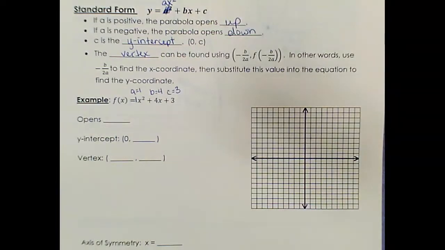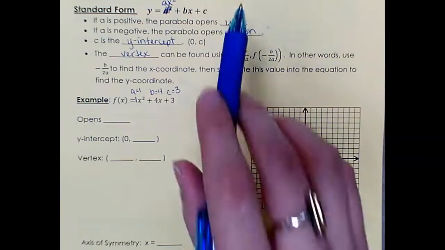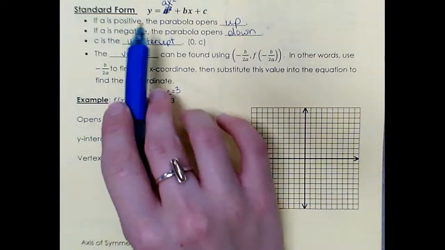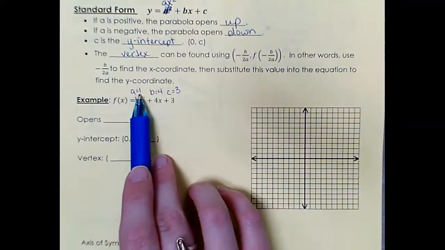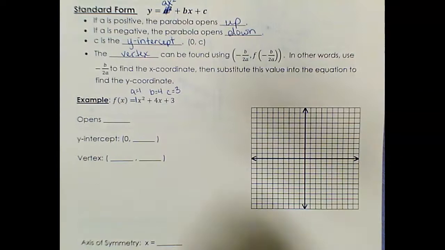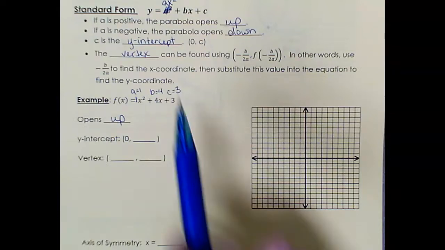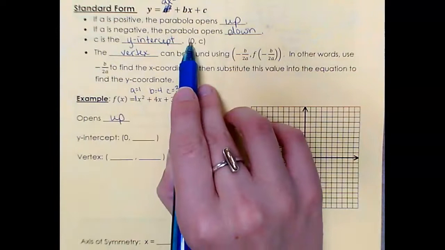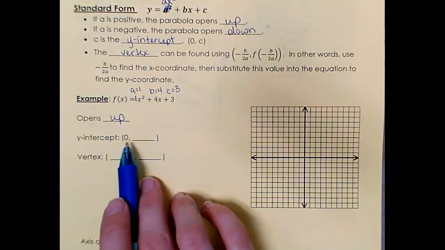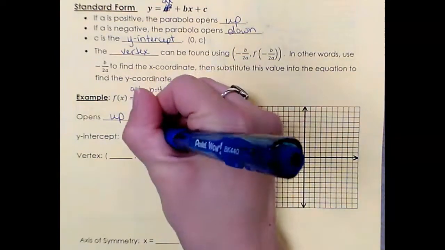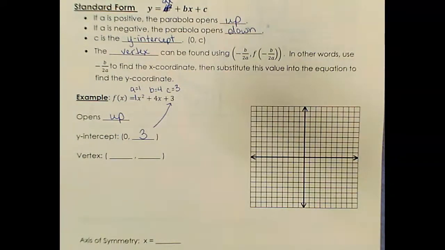So I want to determine which direction this opens. Well, the parabola opens up if the a value is positive, and it opens down if the a value is negative. Well, my a value is 1, so how does this open? It opens up. The y-intercept, how can I find the y-intercept? Just by looking at the equation. Well, the y-intercept is c. I write it as 0, c. So my y-intercept is 0, and then my c is 3. So these are things that you should be able to just immediately pick out of standard form. And it takes practice, but you should eventually be able to just pick them out.